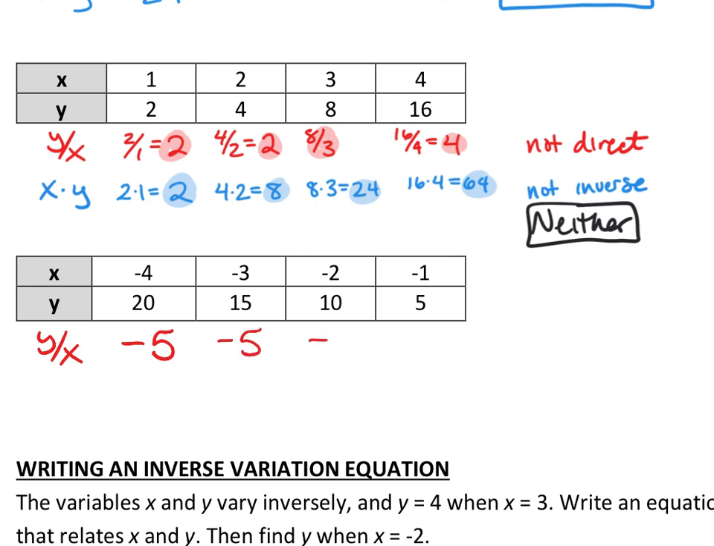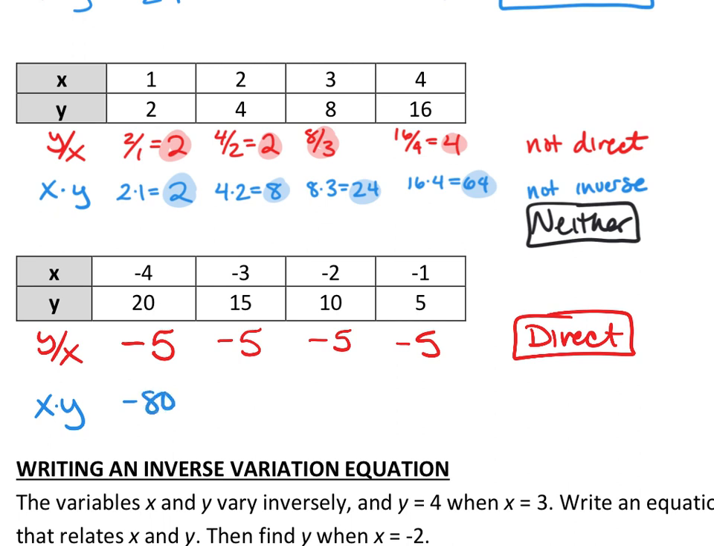10 divided by -2, ooh yay, -5. And 5 divided by -1 is still -5. So if they're the same all the way across, how would you answer this question? Direct. This is direct variation. Now just to prove it to ourselves, because it is our notes, if we show the blue part, the inverse check, 20 times -4 is -100, no, not -100, -80, my bad. 15 times -3 is -45. 10 times -2 is -20, and 5 times -1 is -5. Obviously, those are not the same, so we've convinced ourselves it's not inverse.